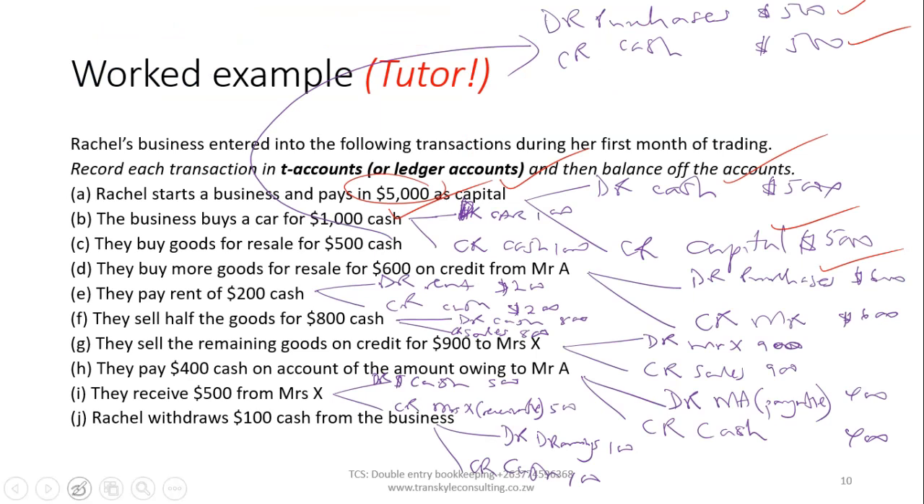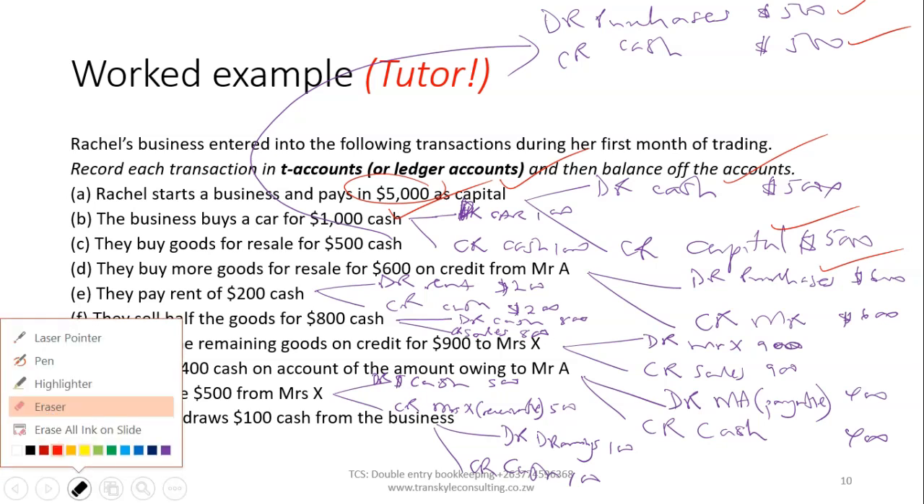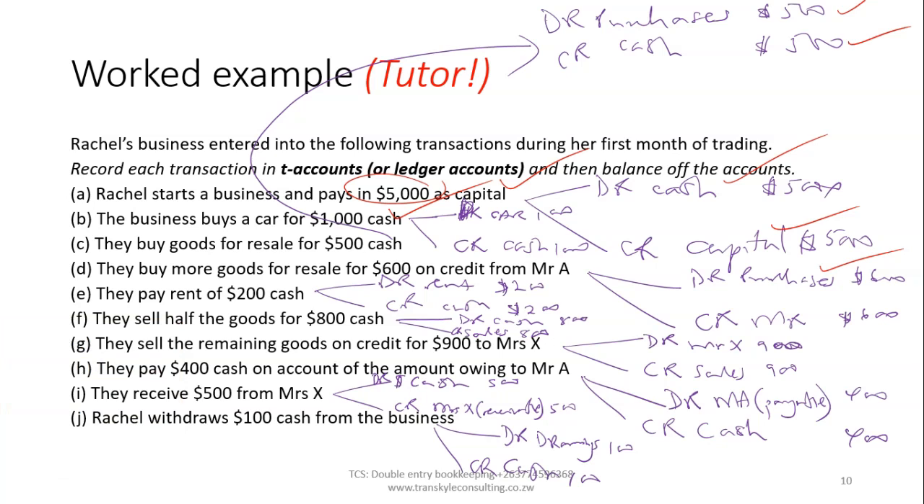Let me just try to erase a bit because there's now a clutter of things. Let's proceed a bit, because if we erase some information, it's still important. Okay, they buy goods for resale. We covered that one. Done. Then they buy more goods for resale for $600 on credit. So these goods were bought on credit.